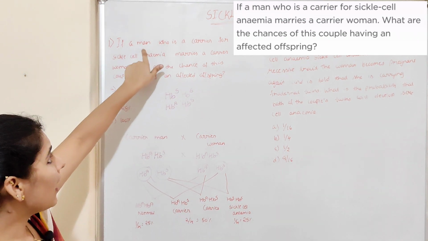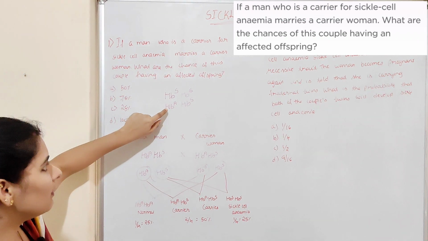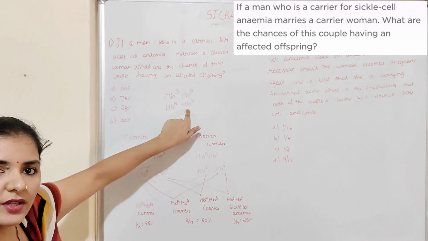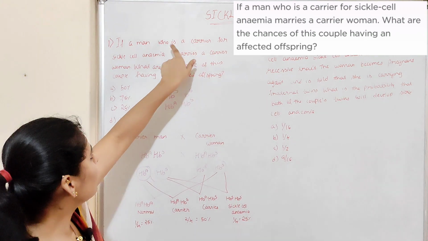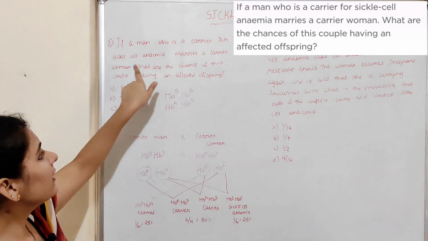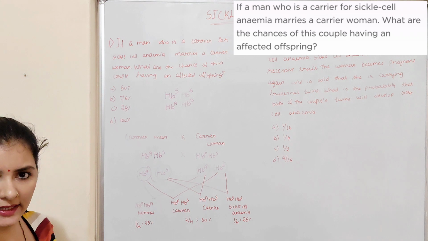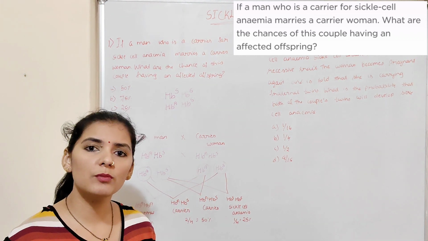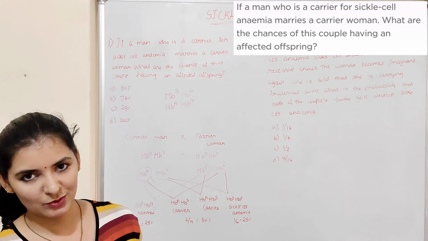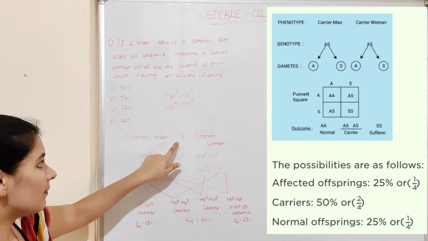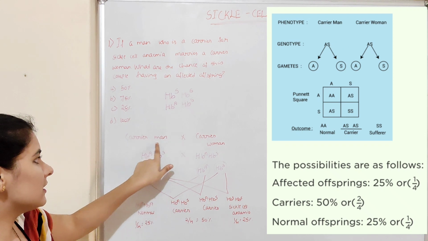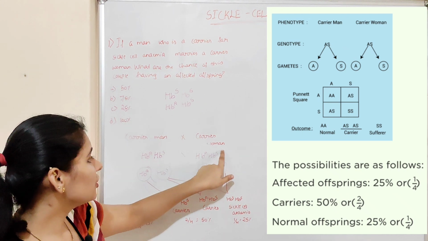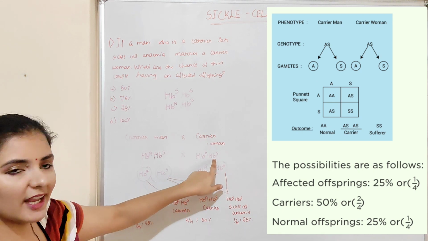So in this, a man who is a carrier will have HBA and HBS. So one of the homologous chromosomes has this abnormal gene. So this carrier man marries a carrier woman. Again, the woman is also a carrier, meaning one of the chromosomes out of the homologous pair carries this abnormal gene. So, obviously the genotype of the carrier man is HBA, HBS, and the genotype of the carrier woman is HBA, HBS.